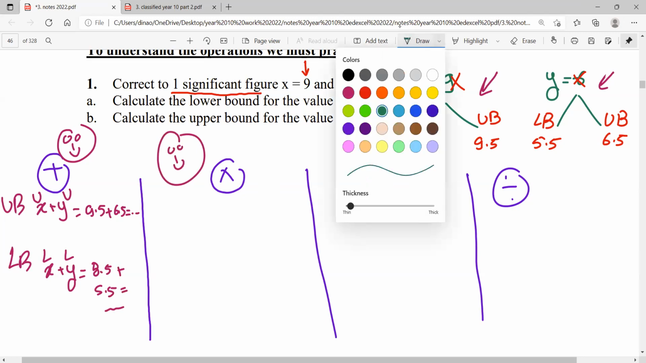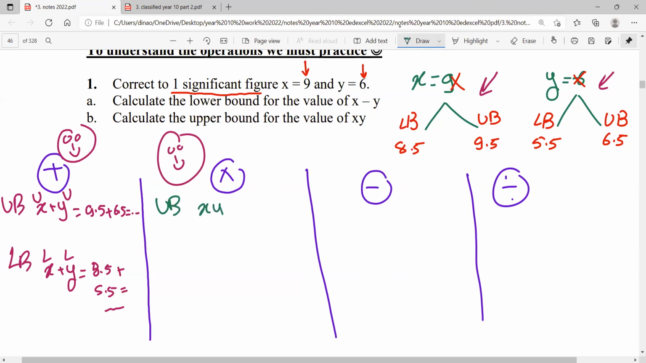يقول لي هنا إيه؟ Find the upper bound of x times y. What does that mean? It means that you need a bound from the x and a bound from the y. When you multiply them, you get the biggest answer. So logically, I take upper x, upper y. The upper of the x, which is 9.5, multiplied by the upper of the y, which is 6.5 on the calculator. 9.5 times 6.5. طبعا I'll give you a shortcut that will make it very easy for you, which is 61.75.